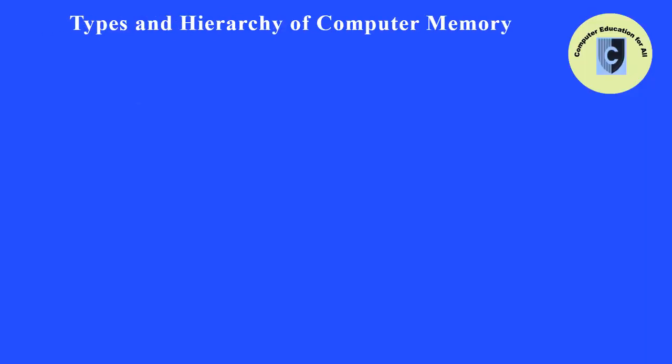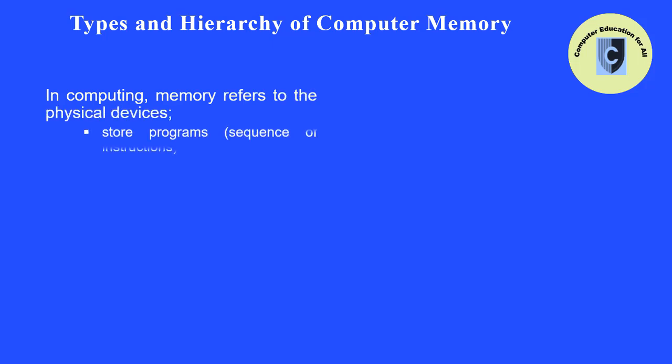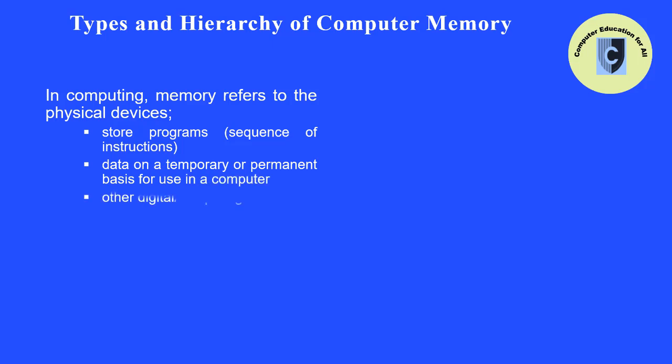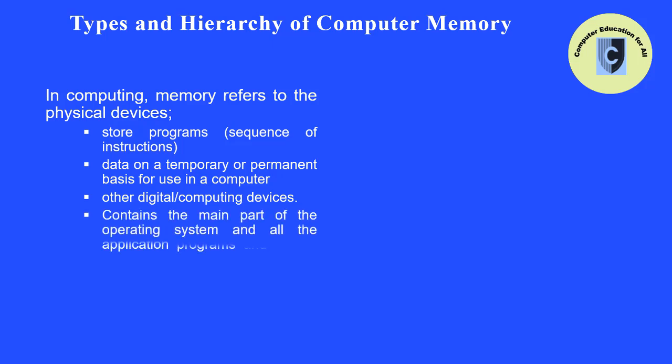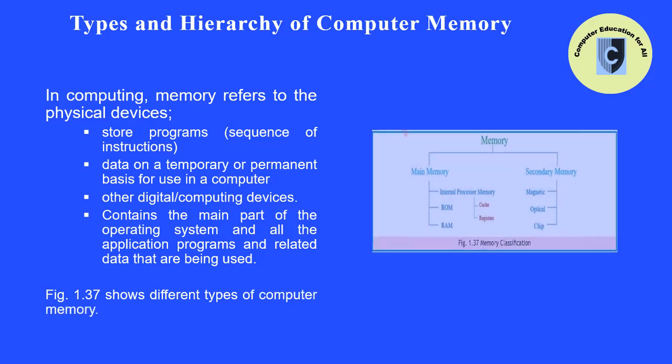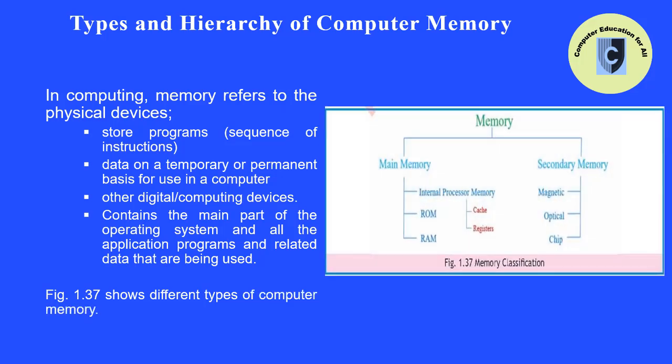Types and hierarchy of computer memory. In computing, memory refers to the physical devices used to store programs, sequences of instructions, or data on a temporary or permanent basis for use in a computer or other digital computing devices. Memory in a digital computer contains the main part of the operating system and all the application programs and related data that are being used. Fig. 1.37 shows different types of computer memory.